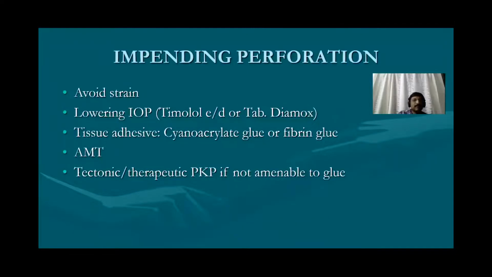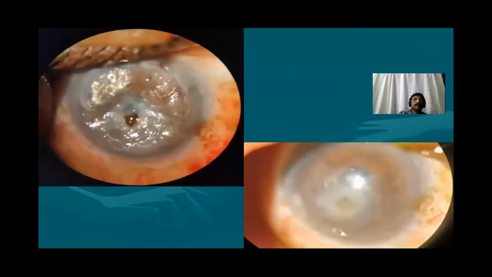If there is an impending perforation, we advise the patient to avoid strain. We can prescribe pressure lowering drugs like timolol or Diamox tablet. Tissue adhesives like cyanoacrylate glue or fibrin glue can be used. Amniotic membrane transplantation can be done. Tectonic or therapeutic penetrating keratoplasty should be done if it is not amenable to glue.